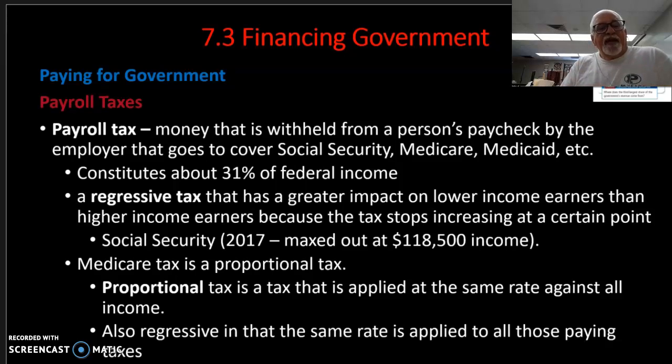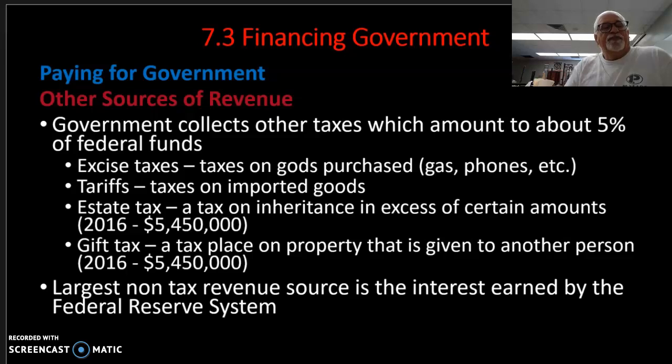And then Medicare is a proportional tax. A proportional tax is a tax that is applied at the same rate against all income. It's also regressive in that the same rate is applied to all those paying taxes. Now, a good example of a proportional tax is sales tax. Everybody pays the same amount for buying a loaf of bread. It doesn't matter whether you make a lot of money or very little money. You pay the same amount of tax on that bread.